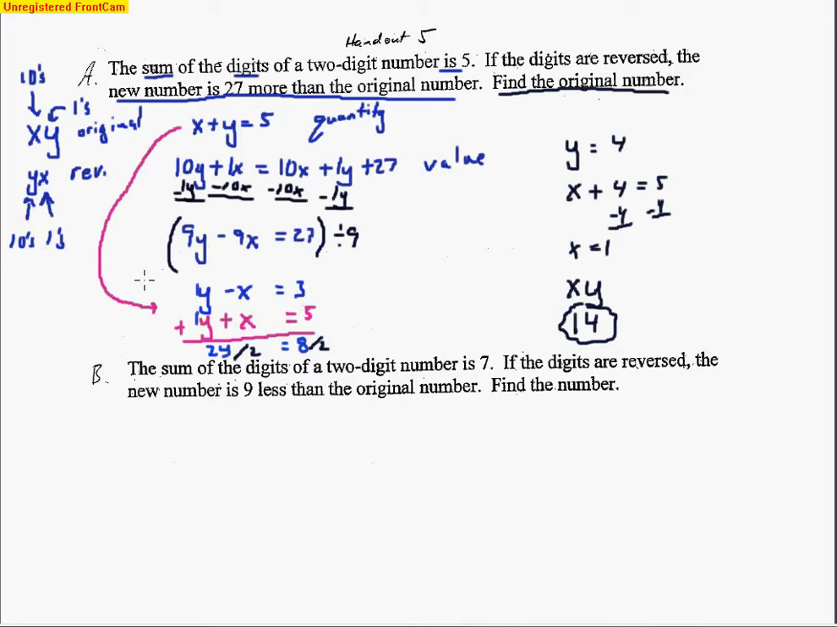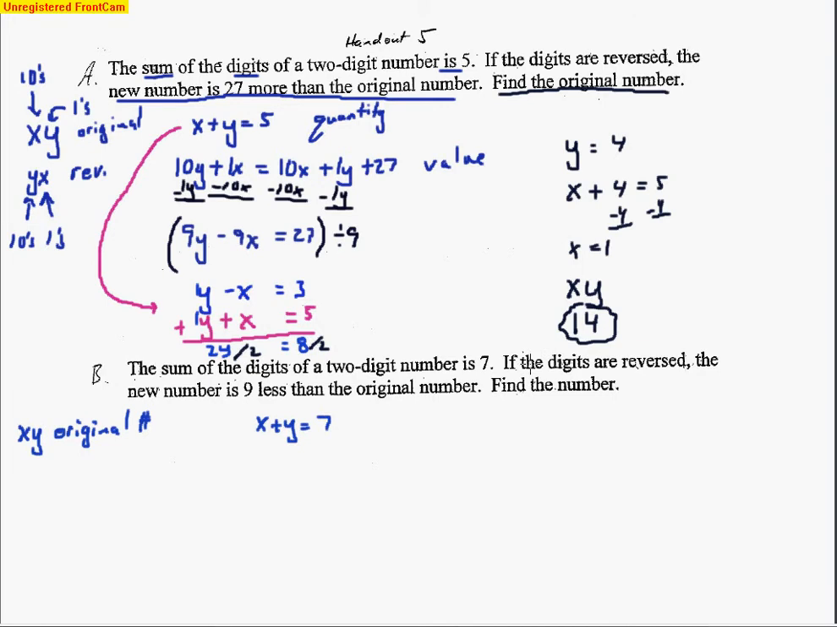So here's another example of that same type of problem. Here we have the sum of the digits of a two-digit number is 7. All right, so the sum of the digits. Well, let's call xy the original number. And we'll go ahead and sum our digits together. X plus y equals 7.